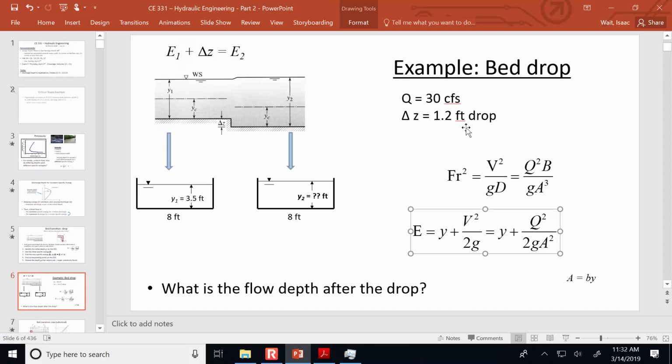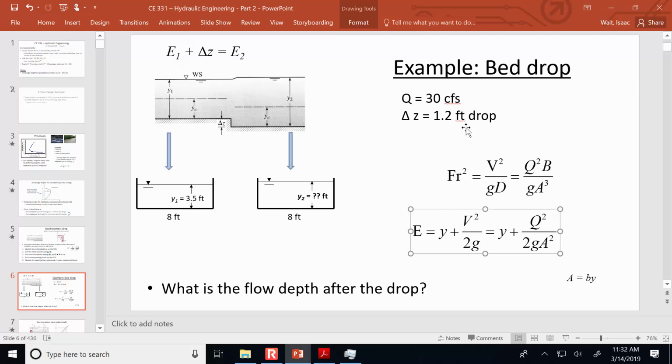So what we do now is we rewrite the energy at 2 in terms of the unknown flow depth. So let me erase this top bit off of the whiteboard. And what we know is E2 is 4.718 feet. And E2 is defined as Y2 plus Q squared divided by 2GA squared, right?